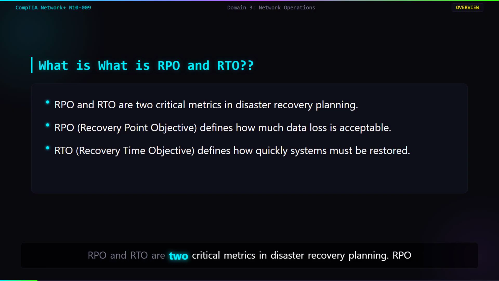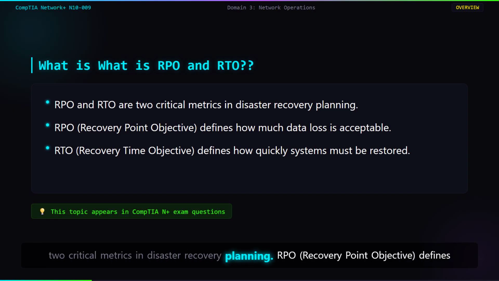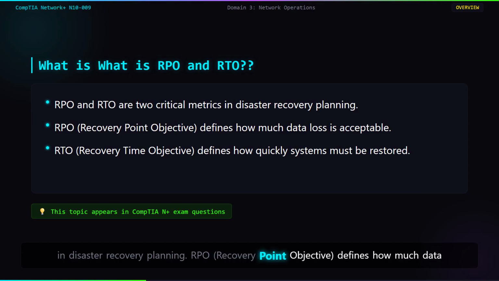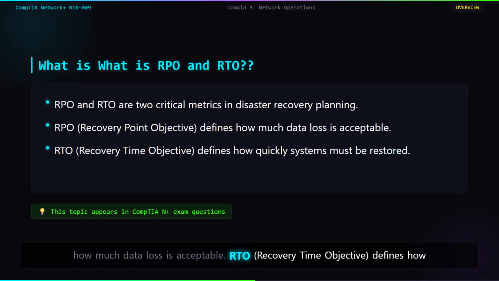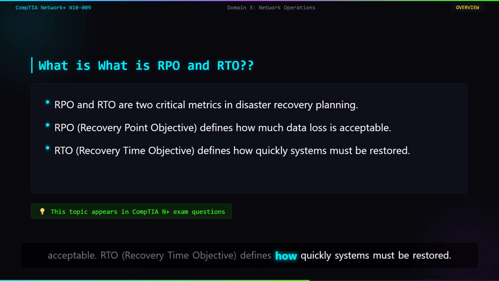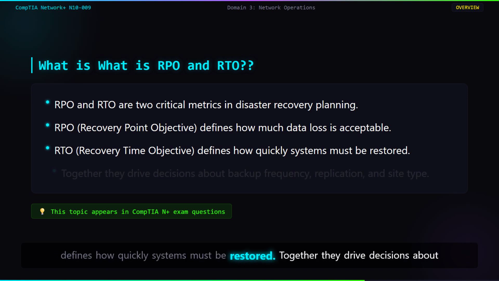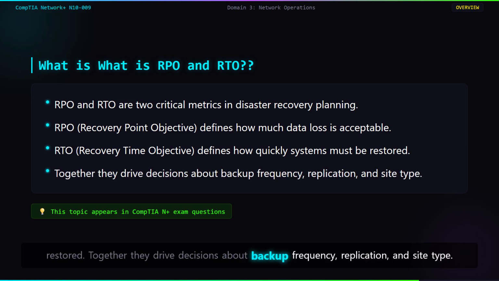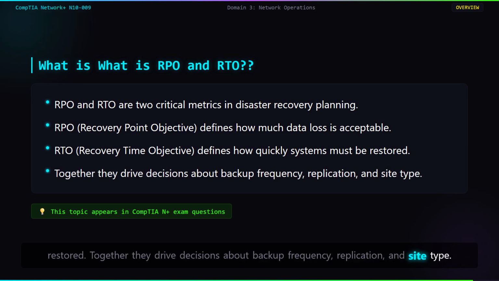RPO and RTO are two critical metrics in disaster recovery planning. RPO, Recovery Point Objective, defines how much data loss is acceptable. RTO, Recovery Time Objective, defines how quickly systems must be restored. Together, they drive decisions about backup frequency, replication, and site type.